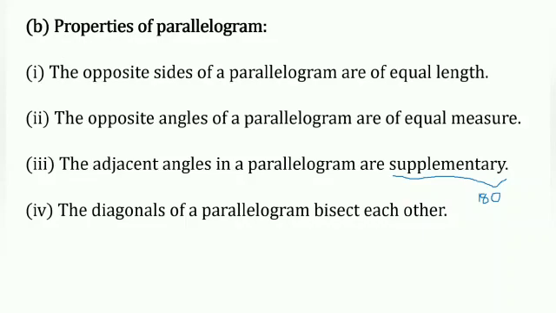Again discussing the properties: the opposite sides of a parallelogram are of equal length. The opposite angles of a parallelogram are of equal measure, and the adjacent angles in a parallelogram are supplementary. That means their sum is 180 degrees, and the diagonals of a parallelogram bisect each other. So these are the properties of a parallelogram.